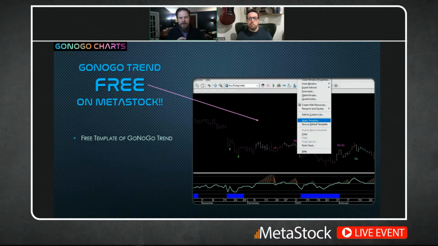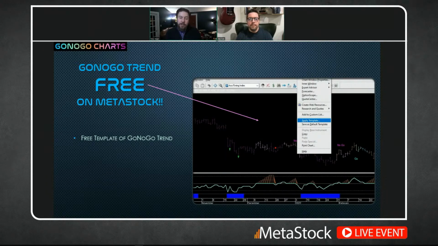Alex, do you want to talk a little bit about how they can get that free template? Yeah, it's just a right click and then apply template. If you're familiar with MetaStock, that opens up your area where you can select any of your templates, and it's called GoNoGo Charts template. That's the free one. And then we have a GoNoGo Charts complete as well, but it's just from the right click, apply template. You can also do it when you're opening up the panel at the beginning and you're picking your securities and the charts, you can select the template on the bottom right. But the easiest way I find to just tell people is right click and apply the template.